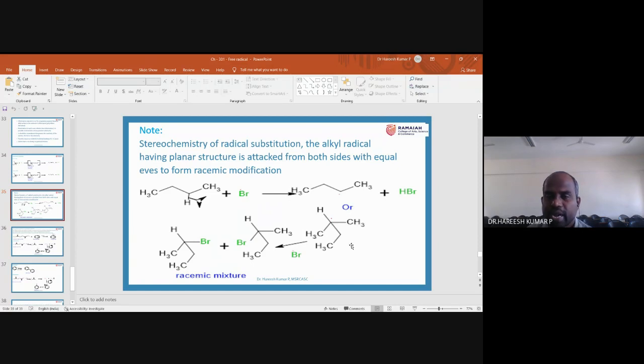Since the butyl free radical has a planar structure, the bromine radical can attack from this side as well as this side. If it attacks from this side, you will get this compound. Here there is a conversion of prochiral into a chiral moiety in terms of free radical. If the radical attacks from one side, you will get one enantiomer; if it attacks from the other side, you will get the other enantiomer. So here a racemic mixture is the product. With respect to stereochemistry, suppose a radical is formed as a planar moiety, then a radical can attack from either side, giving rise to a racemic mixture.